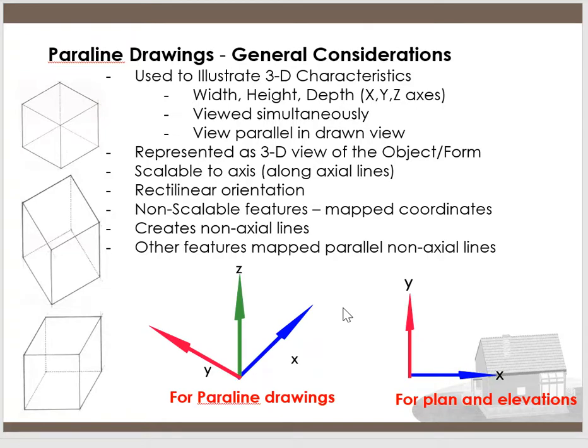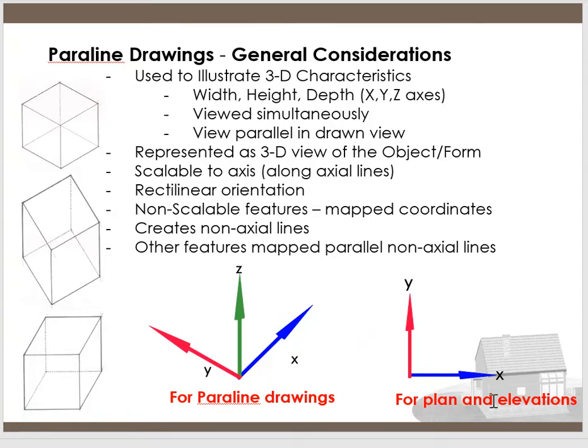Now, they also represent very much of a three-dimensional view. And they have axial lines. They're on the axis, so they're tilted. And they're usually in an orientation that's rectangular. Like I said, it gives us the viewpoints of different parts of the shape when we tilt it. They have nice non-scalable features, and also they have paraline and non-axial lines.